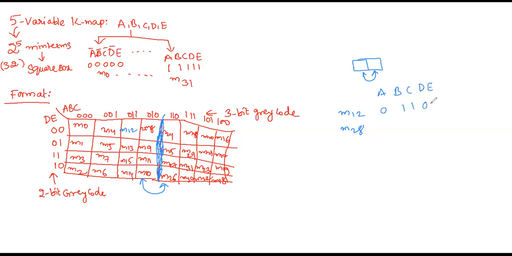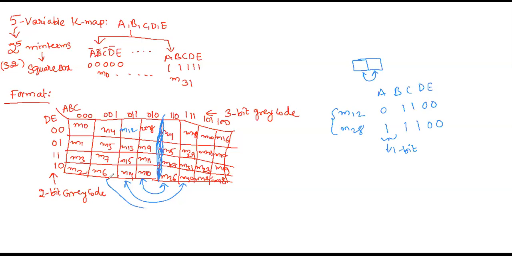Write down the corresponding cell values: M12 is 01100 and M28 is 11100. If there is a 1 bit change, here only the A value is changing. If there is a 1 bit change, we call these two cells adjacent cells. So in the 5 variable K-map, these two columns are adjacent. Similarly, these two columns are adjacent to each other.